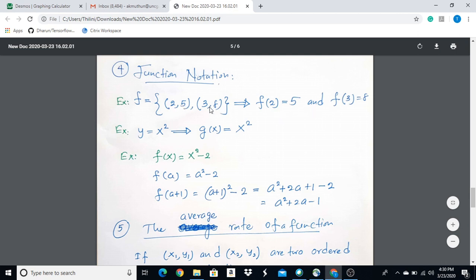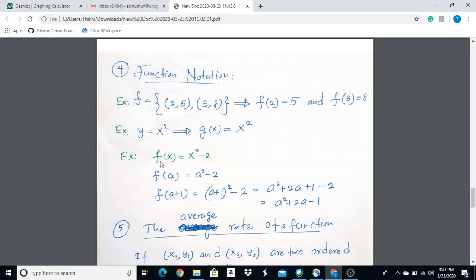We can do the same thing with the second ordered pair. Here I'm plugging 3 into my f function and I get 8 as my output. So this is what we mean by function notation. We are giving a name to, we are naming, our relations. So this is another one. We have seen this type of equation, y equals x squared. This can be written as a function in this form. I'm naming this function g, so it is g of x equals x squared. This is easy to understand.